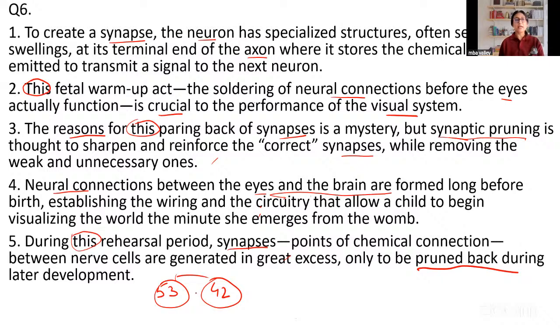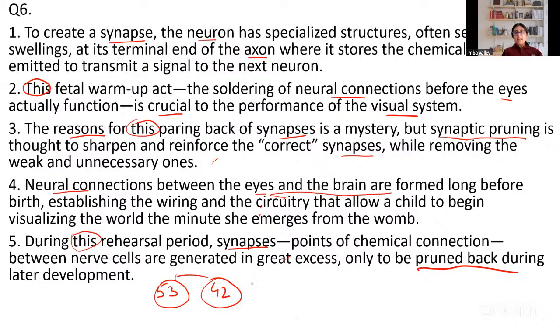Sentence 1 में issue क्या है? Sentence 1 focuses on the structural aspect of synapse formation. वो बात कर रहा है स्पेशलाइज्ड स्ट्रक्चर्स की. उसने कैसे पता चला स्पेशलाइज्ड स्ट्रक्चर्स की बात कर रहा है? वो बोल रहा है उसके टर्मिनल एंड्स पे एक्शन होता है, it stores chemicals, it transmits signals to the next neuron. Structure की बात कर रहा है वो, rather than the developmental or functional role that synapses play in early brain development, as discussed in the rest of the sentences, right?